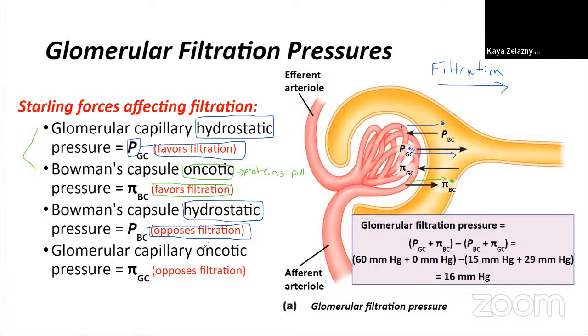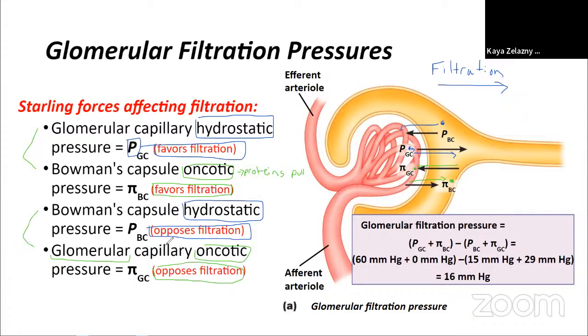And then we have our proteins in the glomerulus. So glomerular capillary oncotic pressure. That would be the existence of proteins still in the glomerulus. They would tend to pull water towards them, so this would also oppose filtration. So those two go together.